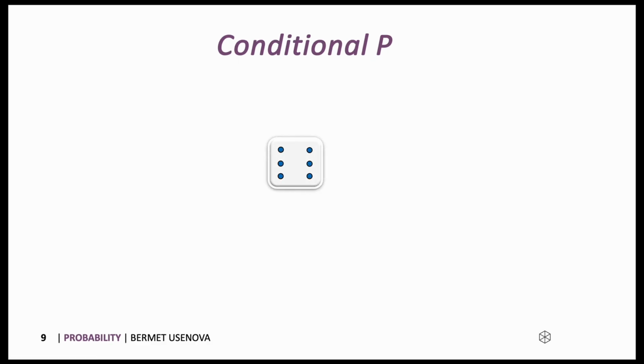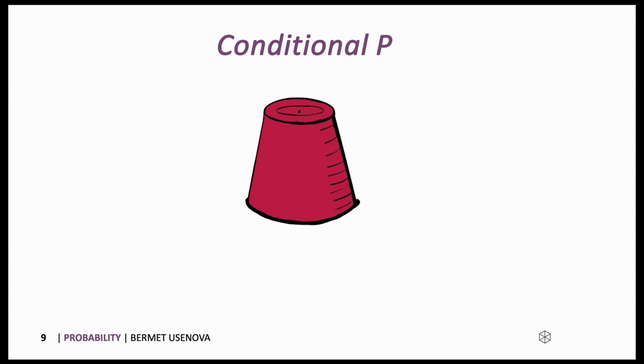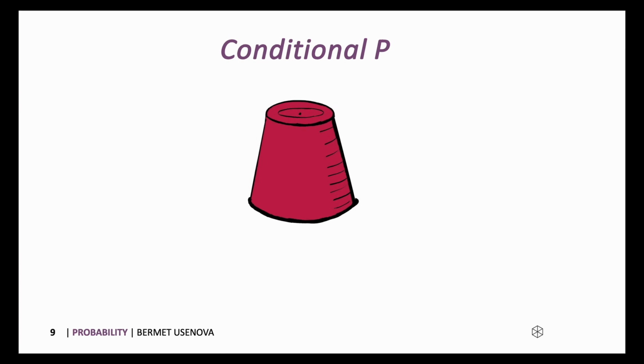So next we are going to review conditional probability. What is a conditional probability and how is it different from normal probability? Let's go back to the previous example of throwing a dice. We're taking a cup, putting a dice in the cup, and shaking it. And then we are putting it on the table. So basically our dice is under the cup and we don't know what the outcome is.